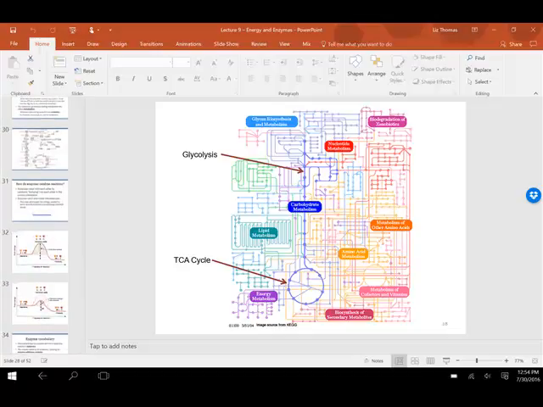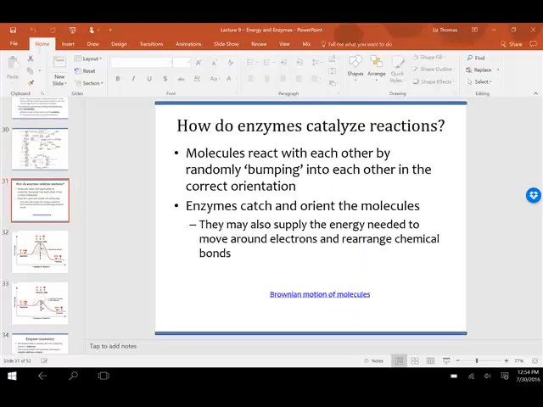So here we're actually going to zoom in real close and look at how individual enzymes work together. The basic idea behind how chemical reactions happen is just molecules bumping into each other. Molecules react with each other by randomly bumping into each other in the right orientation, so at the right angle and at the right speed. And it takes some effort to get molecules to bump into each other in the right way. It takes time, it takes effort.